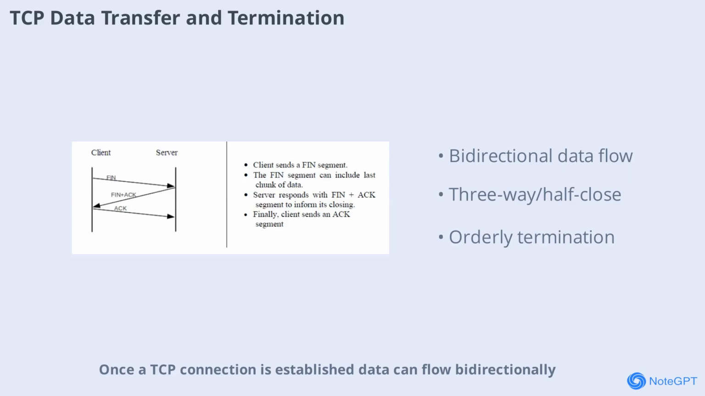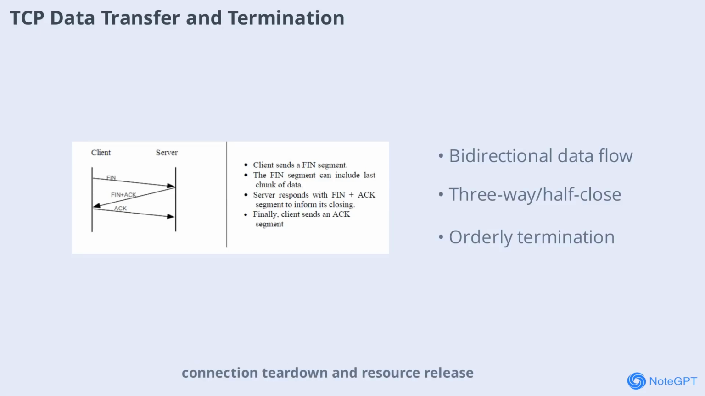Once a TCP connection is established, data can flow bidirectionally. Both client and server can send and receive data, with acknowledgements piggybacked on data segments. Connection termination can occur via a three-way close, where both sides close simultaneously, or a half close, where one side stops sending but continues to receive. This structured approach ensures orderly connection teardown and resource release.